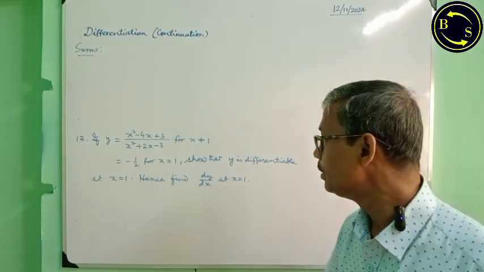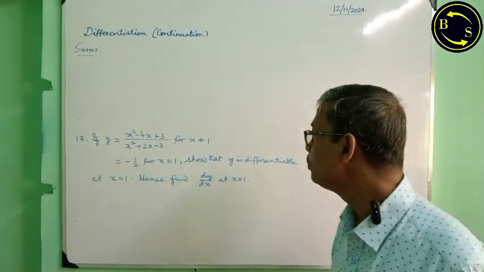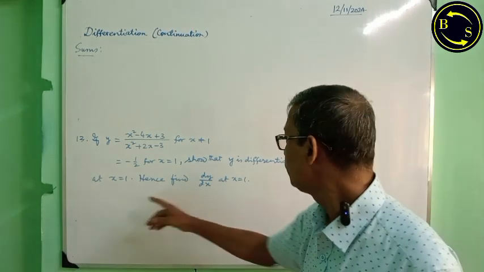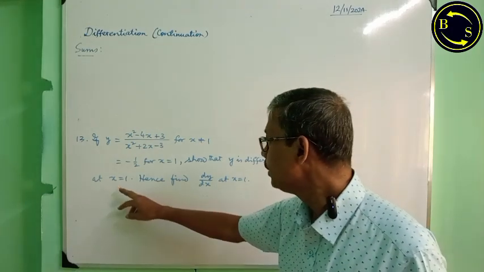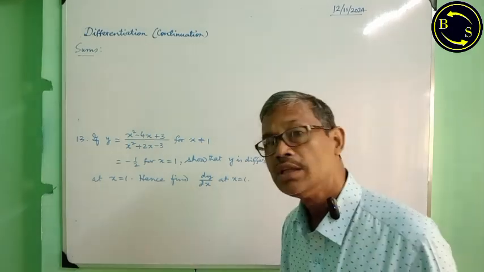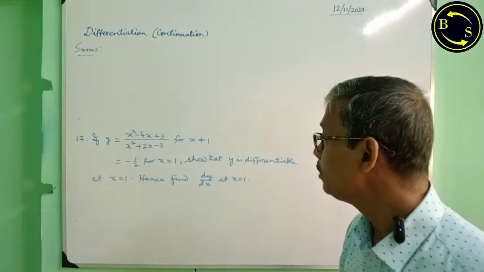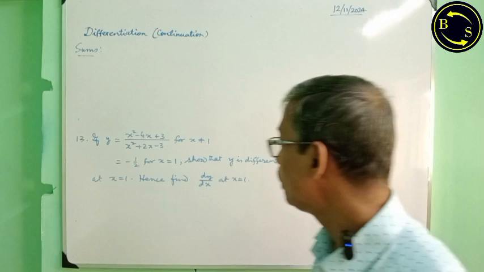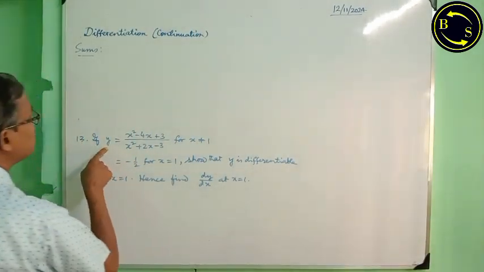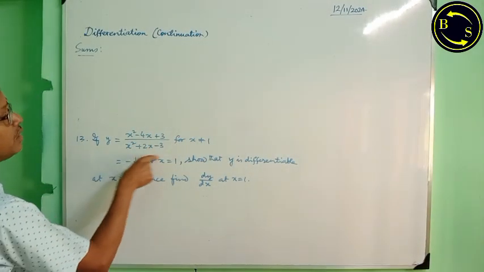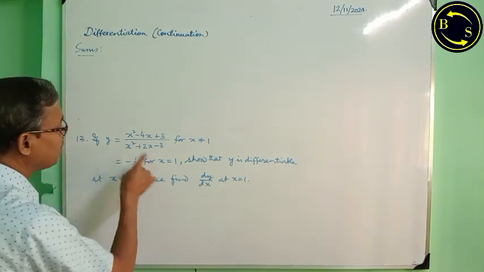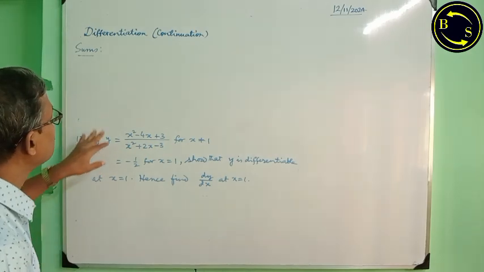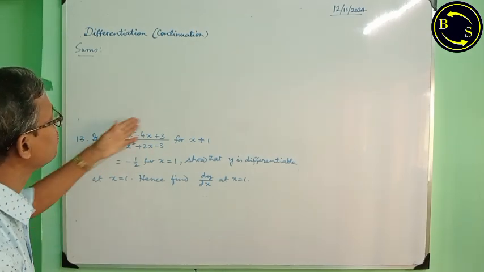Now sum number 30. Here we have to use that concept of limit. We have to find whether it is differentiable at x equal to 1. That means we have to find left hand derivative as well as right hand derivative at x equal to 1. First we see the given function y is of cosine form, and this value for x not equal to 1. Now let us see whether y can be simplified. This part can be simplified.